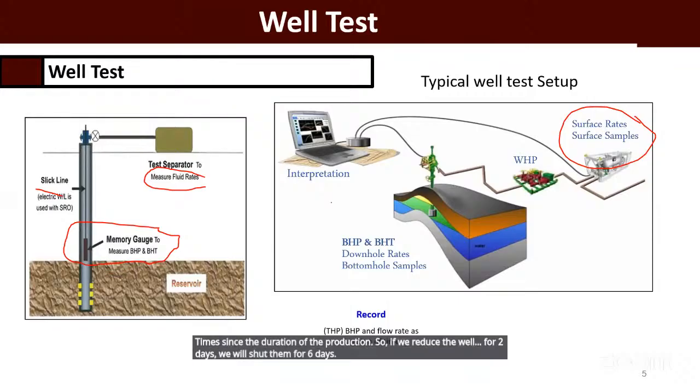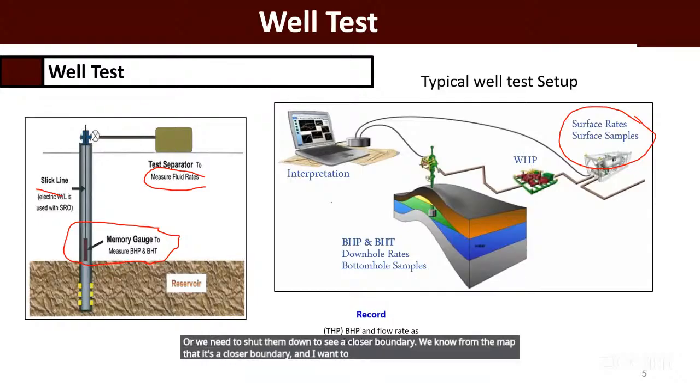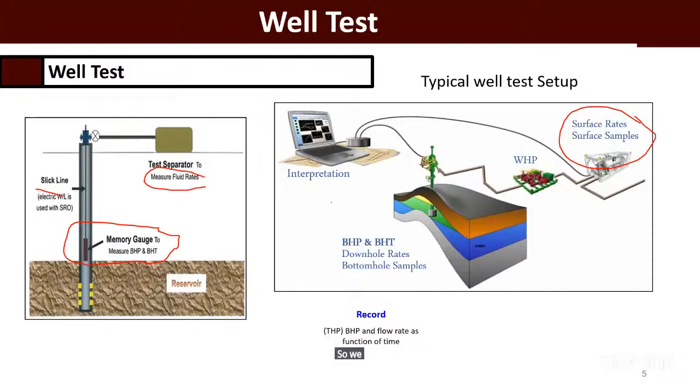Or we need to shut in the well to see a closer boundary. We know from the map that there is a closer boundary, and I want to see it, and we calculated the distance, and it could be seen within 6 days of shutting in. So we should produce the well for at least 2 days.